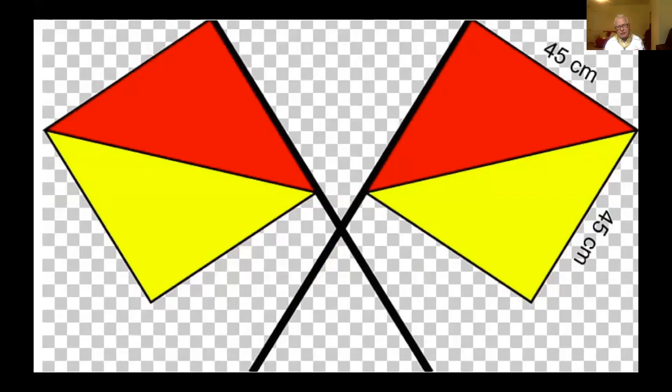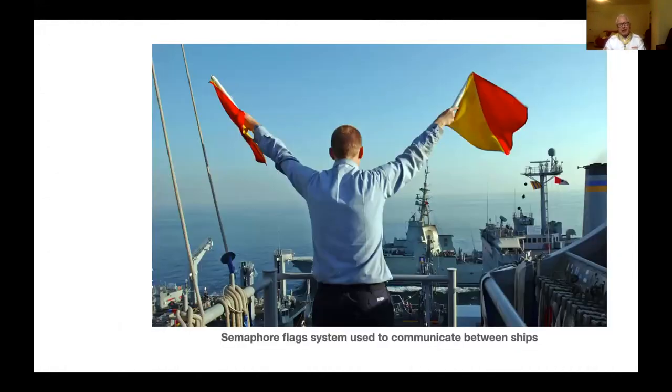We are using the flags to communicate, and before we communicate, we have to learn a few things you shouldn't forget for the rest of your life. There is the semaphore flags system used to communicate between ships, and you can see someone communicating to another ship or to the shore too.